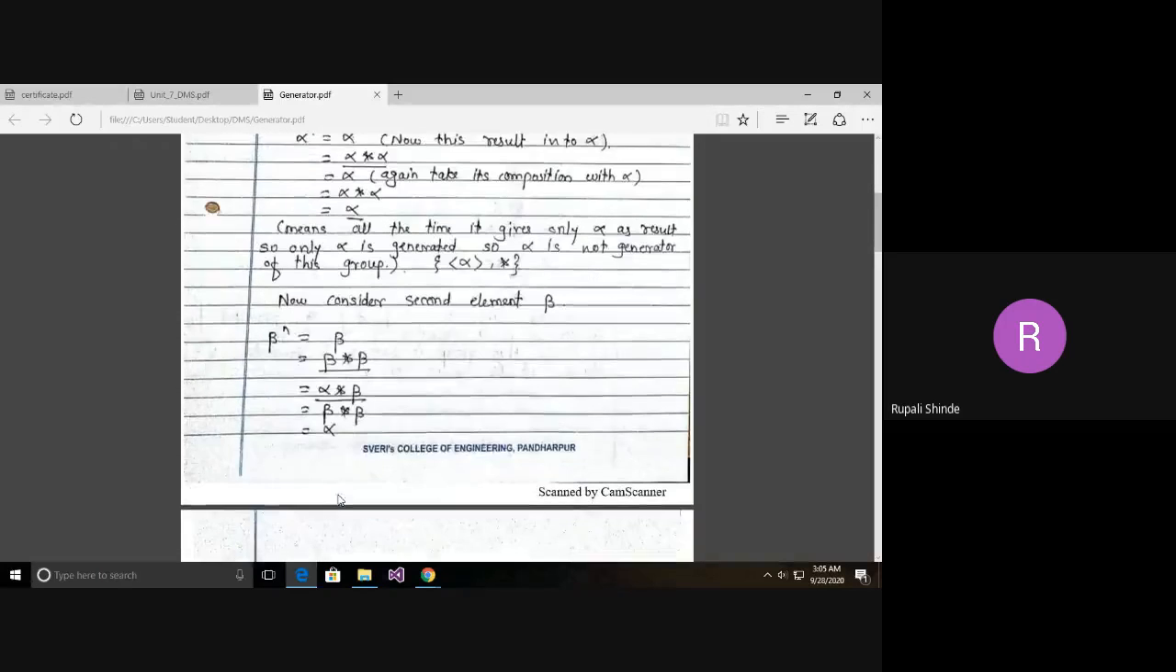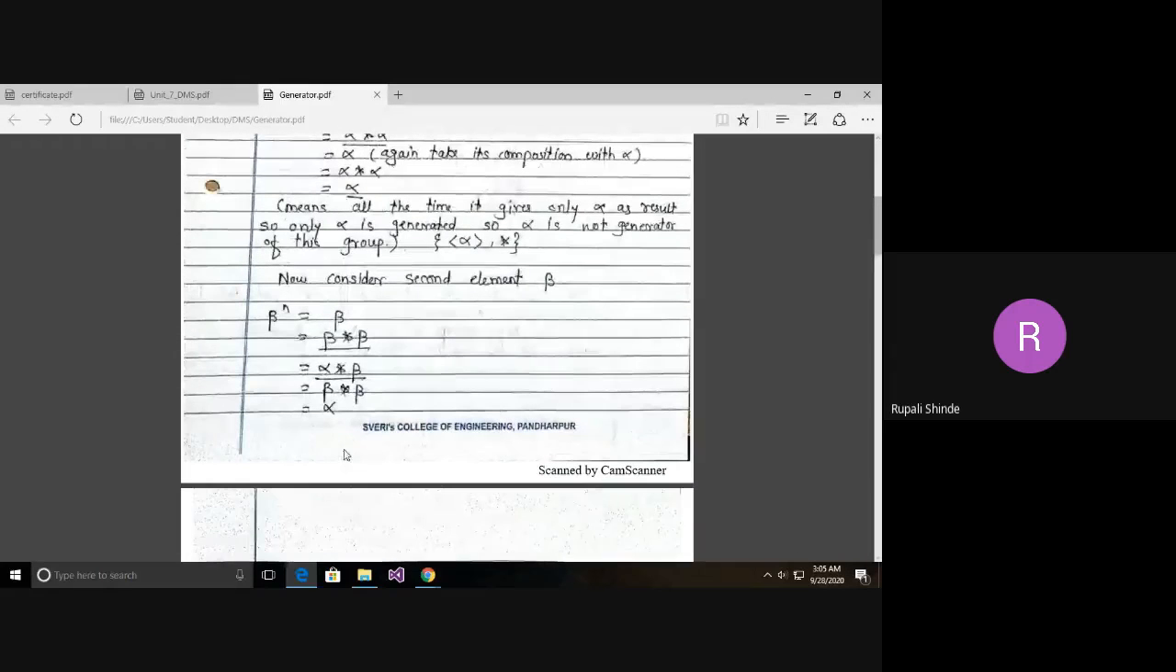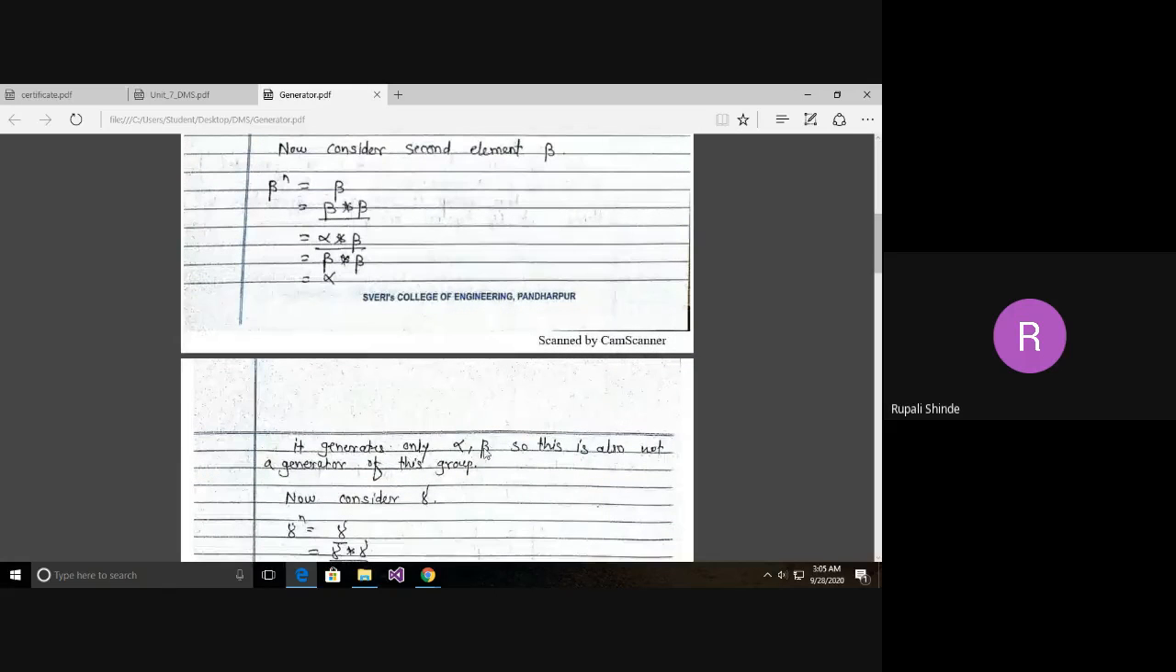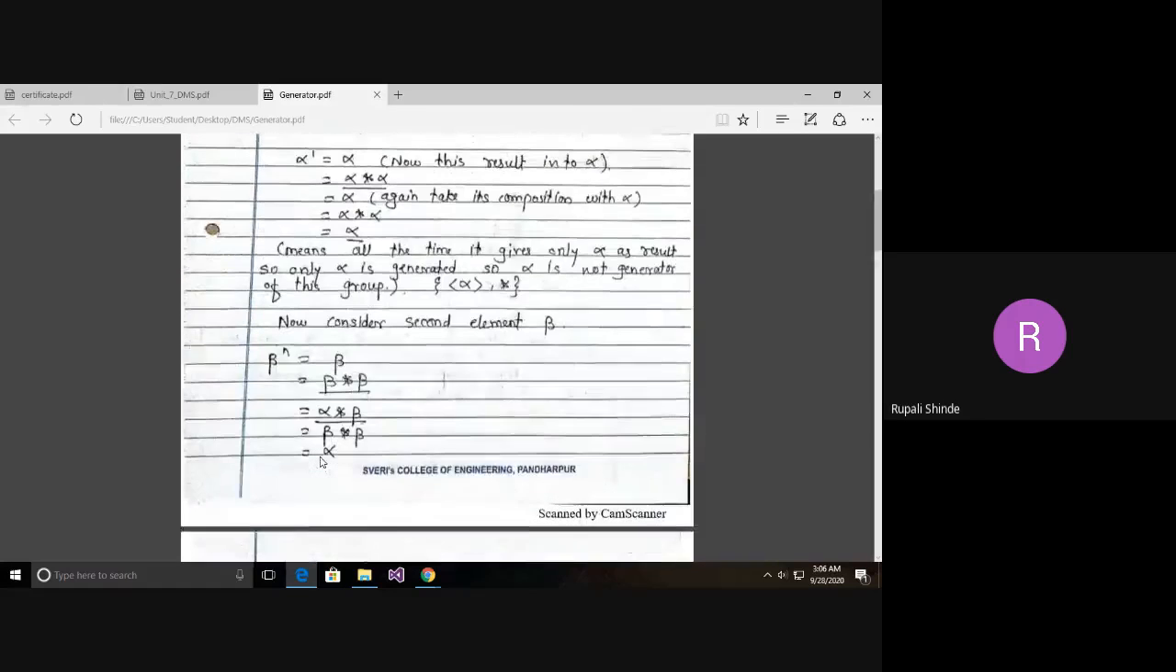So what we can say here, all the time we will get answer as alpha beta only. So you will get only two elements alpha and beta from this single element beta. That's why beta is not a generator of this group, because it is not possible to generate all the elements alpha, beta, gamma, delta from this single element beta. So beta is not a generator.